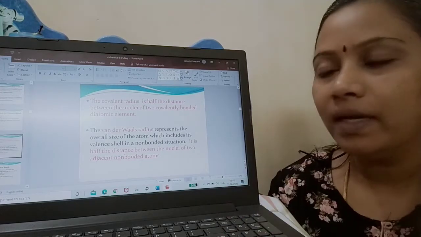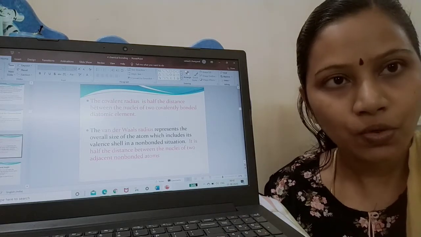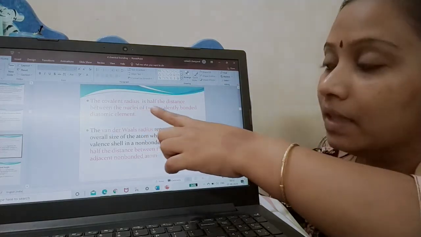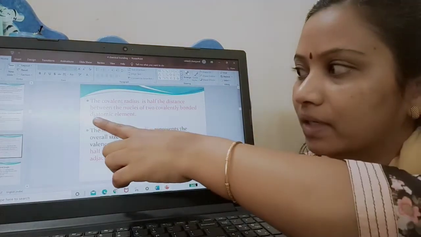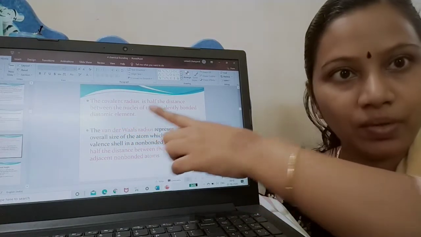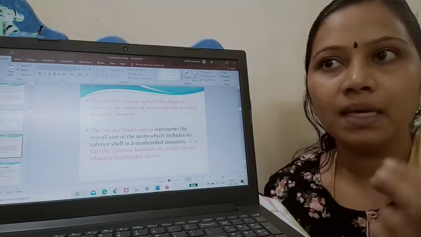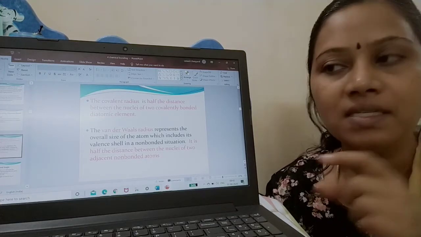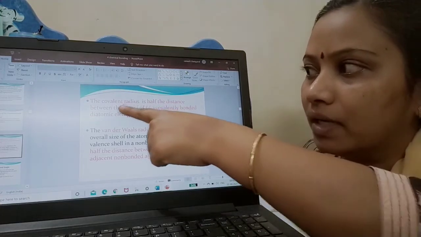And what is covalent radius? It is defined as half the distance between the two covalently bonded diatomic element. Okay, I have say for example oxygen atoms. Now what is half the distance between them? That is called as covalent radius.